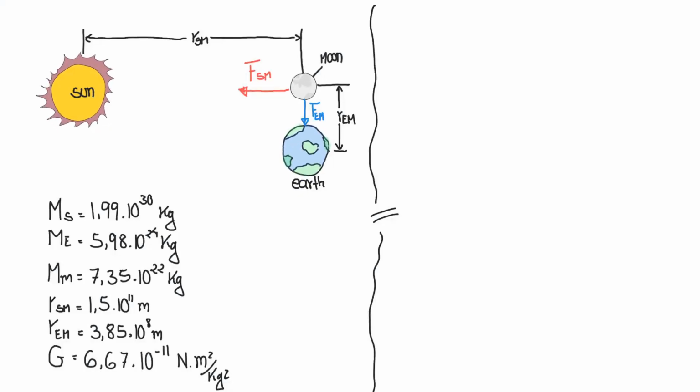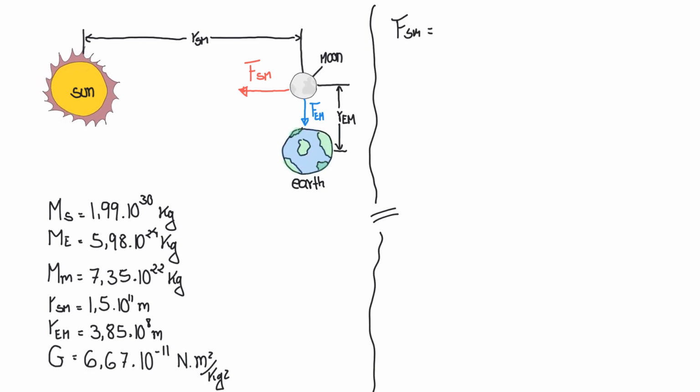To determine the magnitude of the gravitational force on the moon, we have to determine first what is the gravitational force that the sun exerts on the moon, and then what is the gravitational force that the Earth exerts on the moon. We will begin by calculating the force that the sun exerts on the moon, Fsm. We can calculate that force by using the following equation.